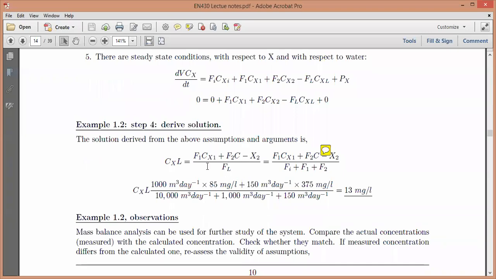So what do you have here? You know this volumetric flow rate for factory 1. You were given the concentration, which was 85 milligrams per liter in the question. Plus F2, you were given the volumetric flow rate for factory 2, and you're given the concentration for pollutant X from factory 2 there, divided by FL. So now what is our FL? FL is equal to what? We defined this already. FL is equal to Fi plus F1 plus F2.